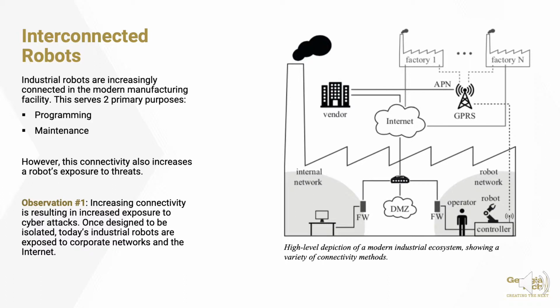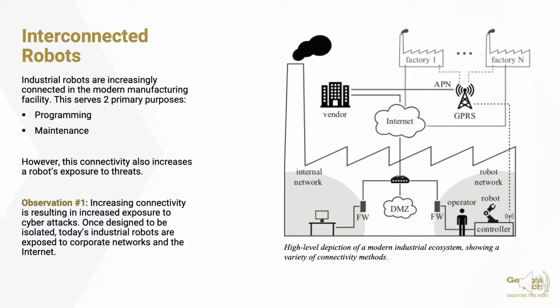One of the first observations that the authors make is that our robots are increasingly connected. This connectivity is resulting in increased exposure, of course, to cyber attacks. As you add more devices to networks, those devices, if they're not kept up to date and proper precautions aren't put in place, are, of course, targets.